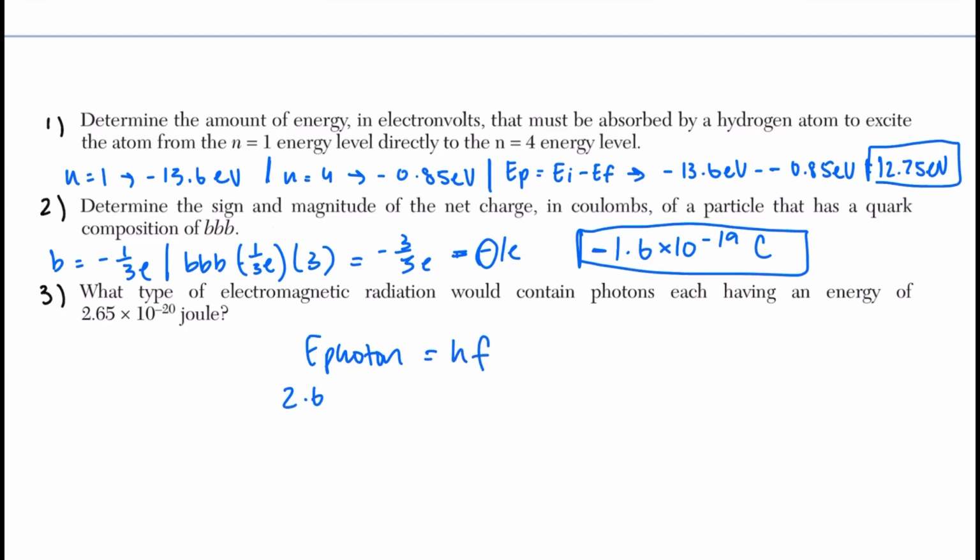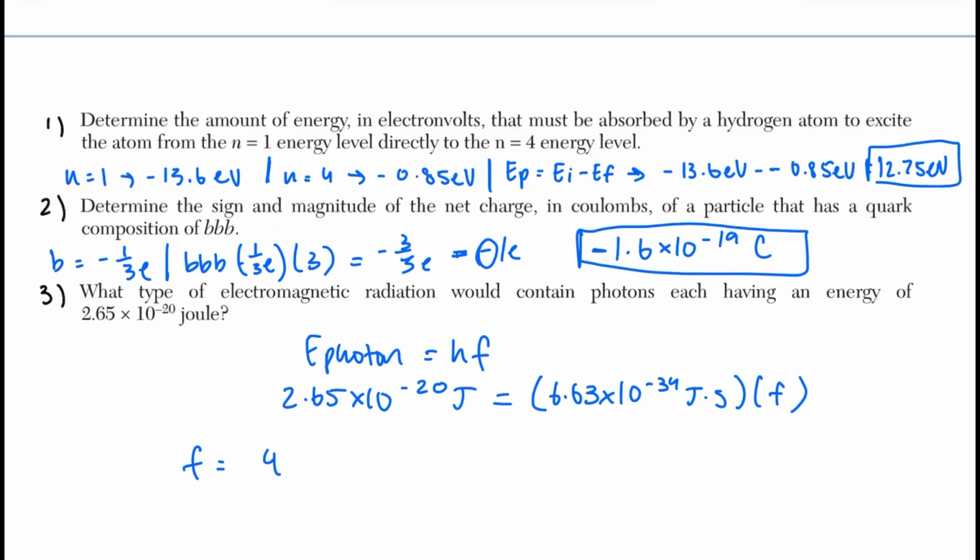So 2.65 times 10 to the negative 20 joule is equal to h, 6.63 times 10 to the negative 34 joule seconds, times frequency. So frequency is going to equal 4 times 10 to the 13th hertz. And when you look at your reference table and the electromagnetic spectrum, you'll see that this lies in infrared radiation. So the answer is going to be infrared.